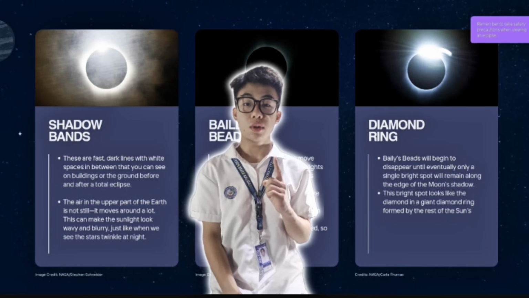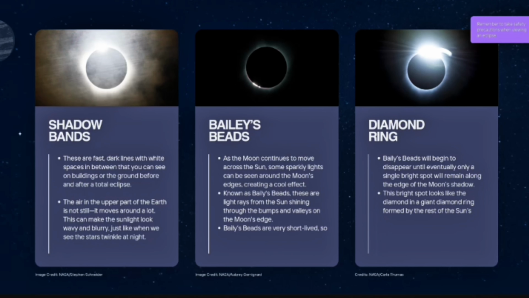Number 1, we have the shadow bands. These are faint dark lines with white spaces in between that you can see on buildings or on the ground before and after a total eclipse. The air in the upper part of the earth is not still. It moves around a lot. It can make the sunlight look wavy and blurry, just like when we see the stars twinkle at night.